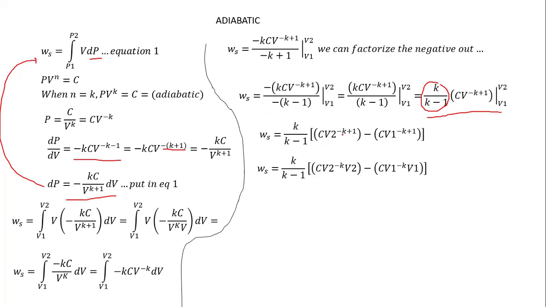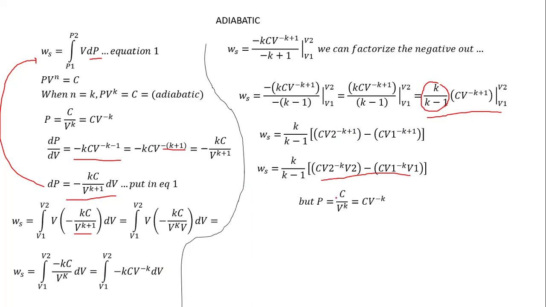And then once again, I have v2 to the power minus k plus 1. So just like what we did over here, we can make it v2 to the power minus k times v2 to the power 1. We can make this v1 to the power minus k times v1 to the power 1. So that's what we've done over here.